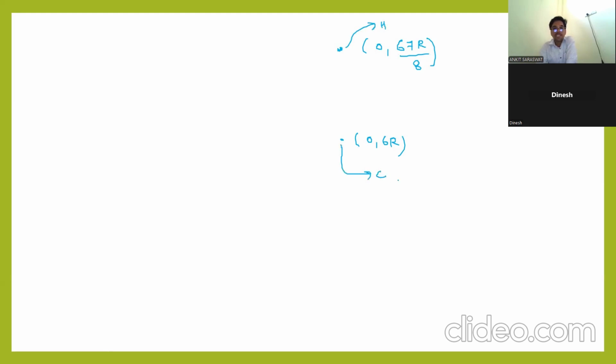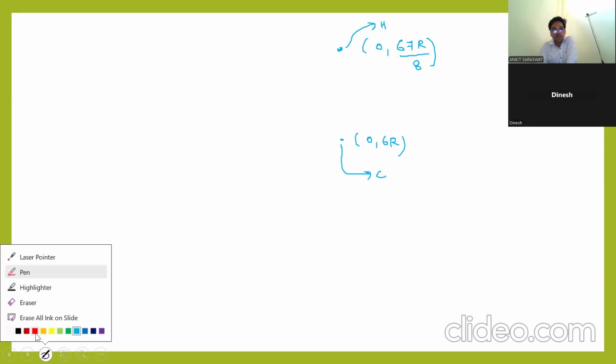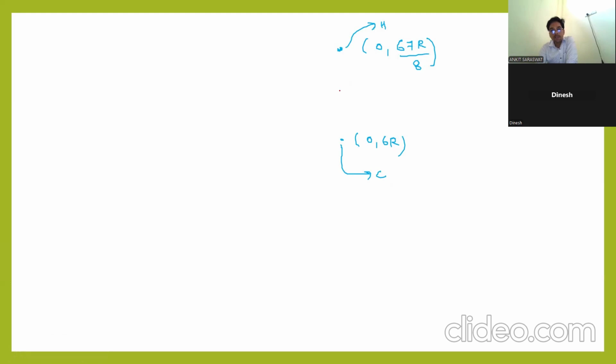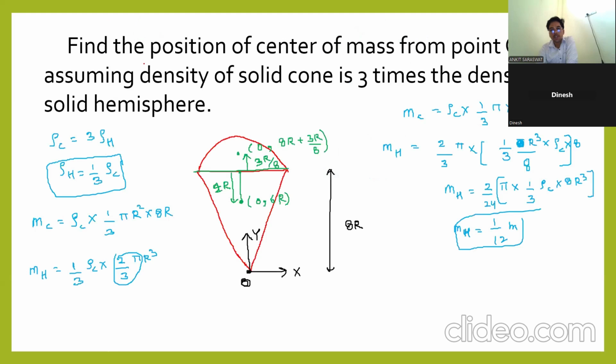Now they are a discrete system. If they are a discrete system, it is confirmed the center of mass will be where? It will lie here only on the y-axis, somewhere here. These are two particles, a two particle system. And how to find the center of mass of a two particle system? It is very easy. X1, Y1, X2, Y2. Mass of the hemisphere is 1 by 12 of the mass of the cone. Here the mass of the cone is what? Small m. You can check.